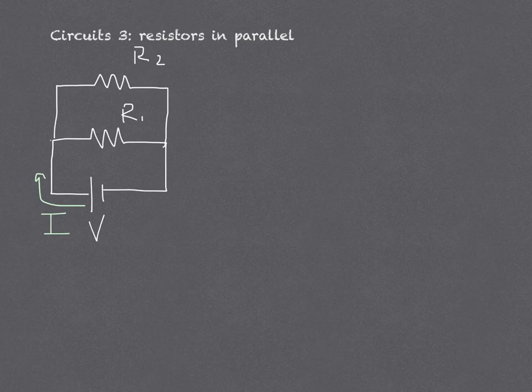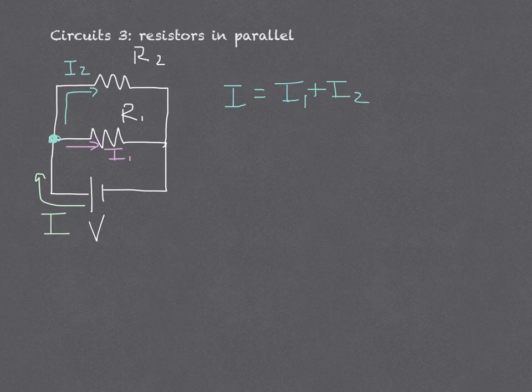Once it gets to this junction here, the current splits. So it'll split into a different value of current 1 here, and split into current 2 here. So the total that was going to this point right here has to be equal to whatever the division of current is. So I has to equal I1 plus I2. And this is called the junction rule.